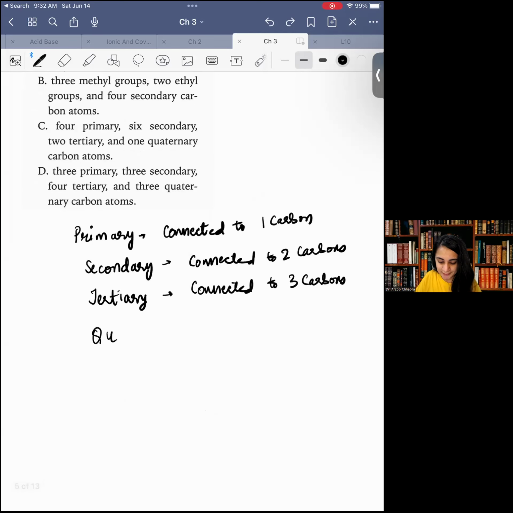Quaternary, of course, you can have a carbon just connected to 4. Okay, quaternary. I think that's the spelling of it. It's connected to 4 carbon centers.